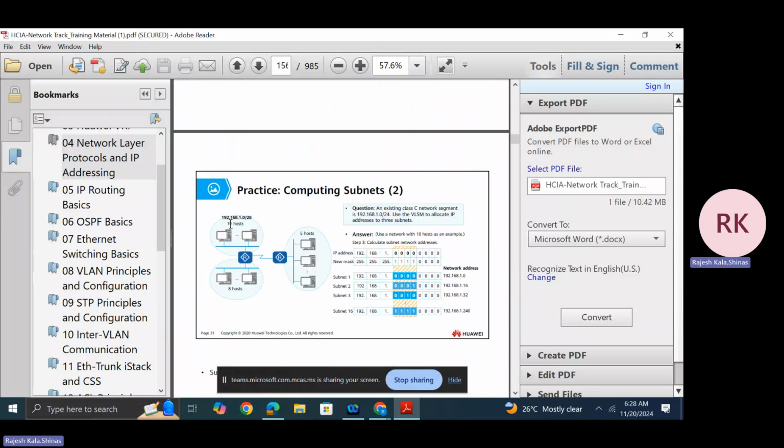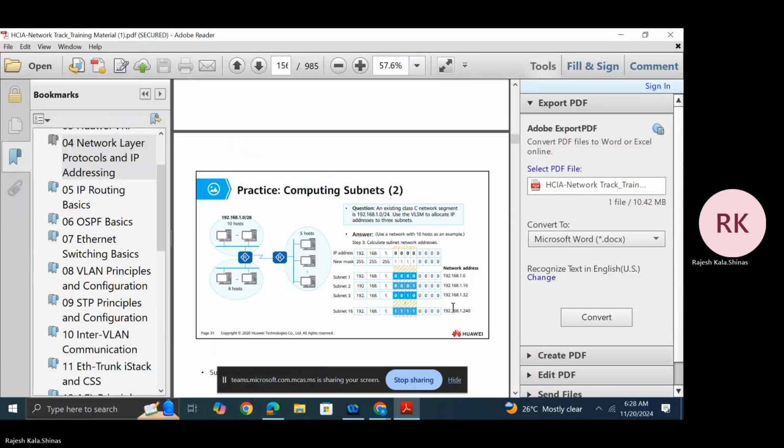See, when I take 4 host bits, it means the remaining 4 will become network. So the last number, the magic number for the last one, will be 128, 64, 32, 16. So the networks will differ by 16. First network is 192.168.1.0 for subnet. Second subnet dot 16, third dot 32. Like that, we go up to 240.